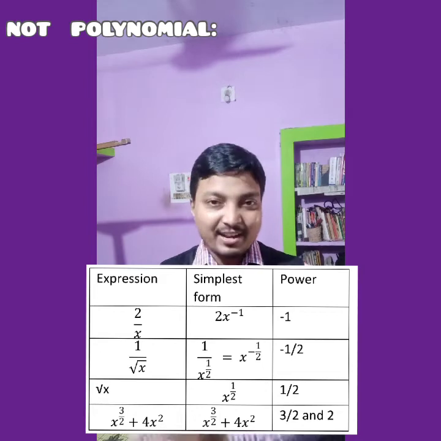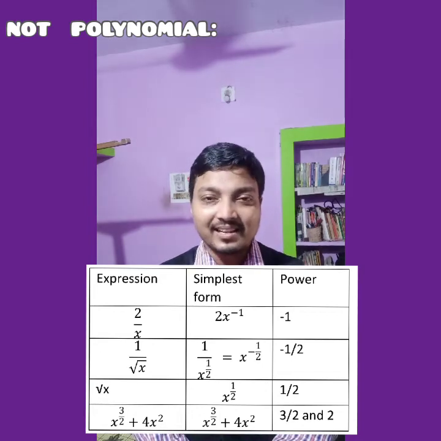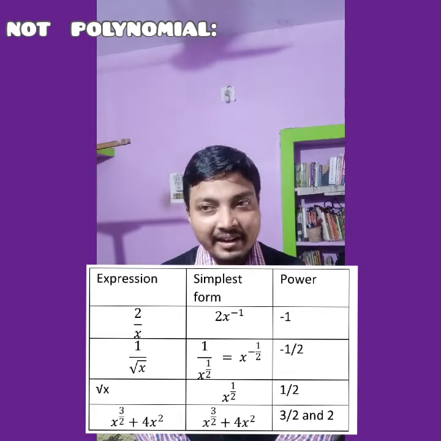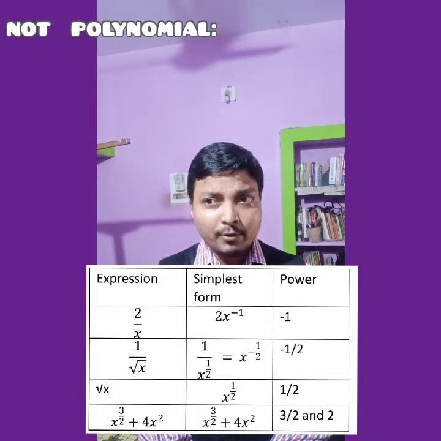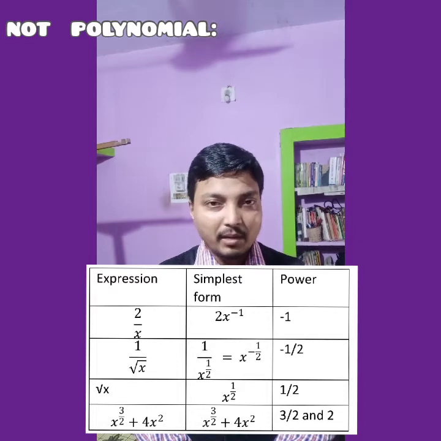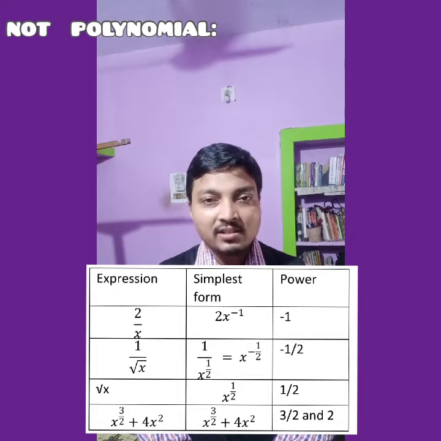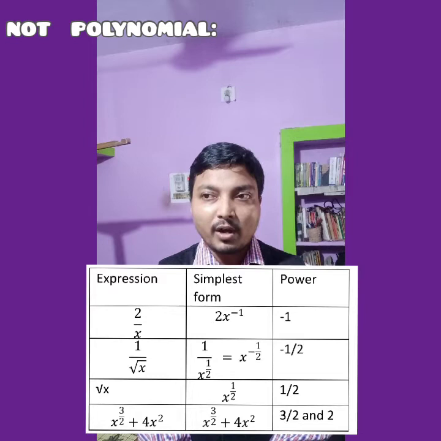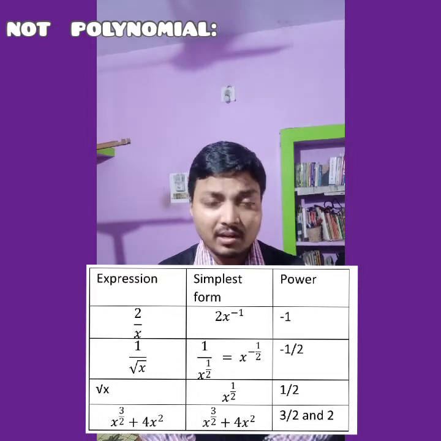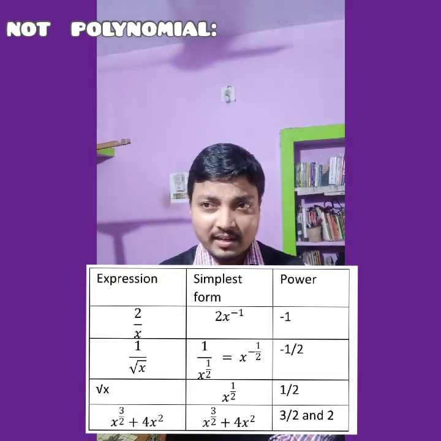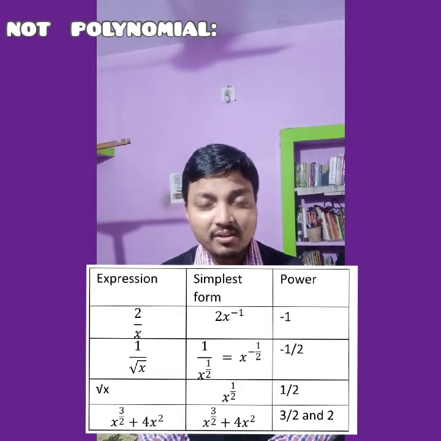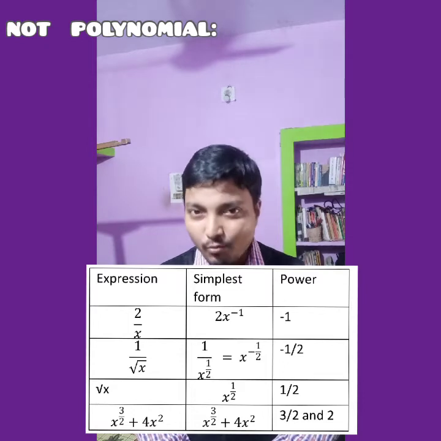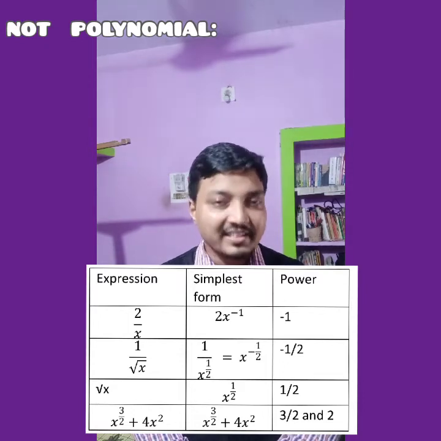Ready? Another example I am showing is root over x. Root over x is already in the numerator. Root over x means root over x divided by 1, so x is on the numerator side. So we only have to check the power of x. Here root over x means x to the power 1 by 2. As 1 by 2 is not a whole number, root over x is not a polynomial.